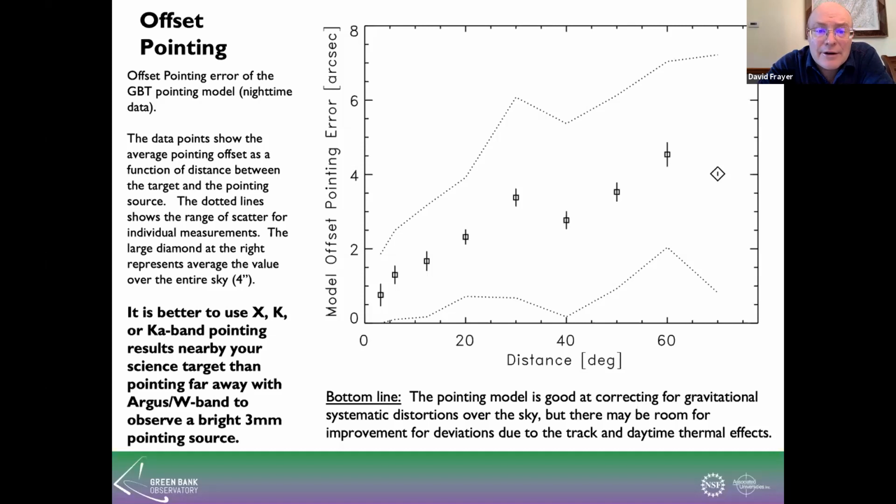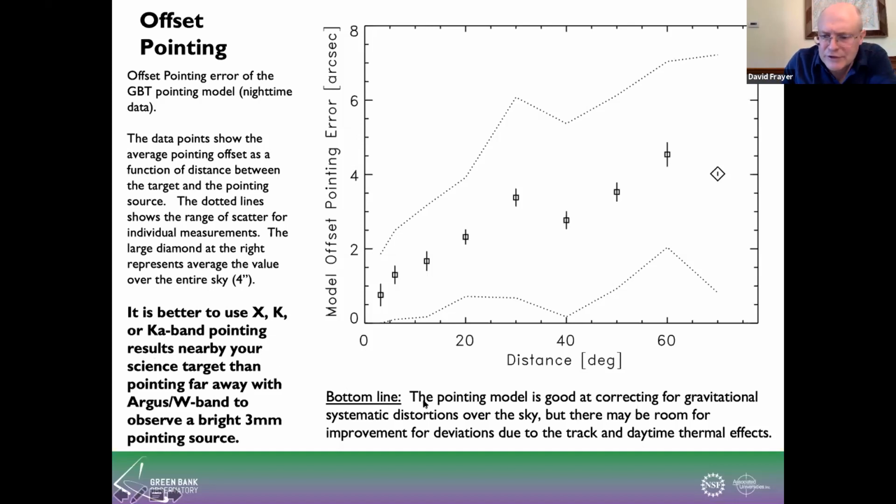At 100 gigahertz, your beam is 7, 8 arc seconds. A 4 arc second offset pointing error would be quite significant in comparison to the beam. At L-band, it doesn't really matter, because the beams are like 9 arc minutes on the sky. You can point once, or like the pulsar people, a lot of them don't even point at all. If our pointing error is 4 arc seconds, who really cares when you have a 9 arc minute beam?